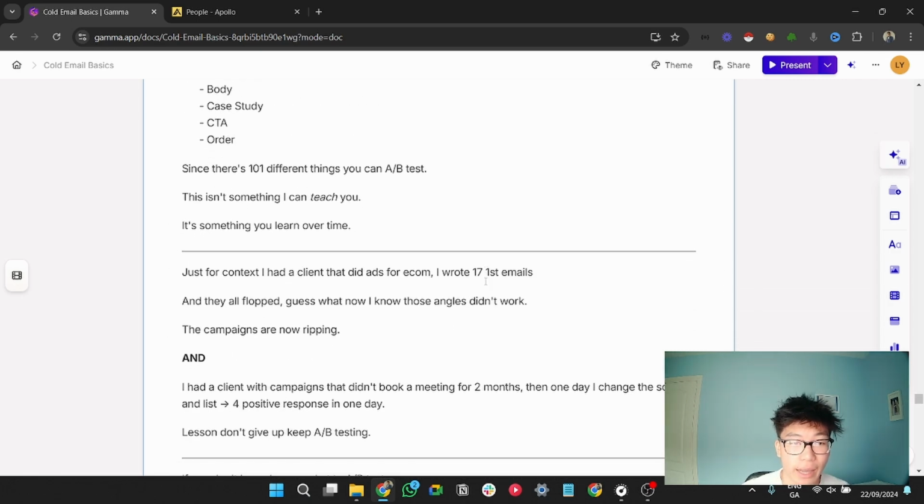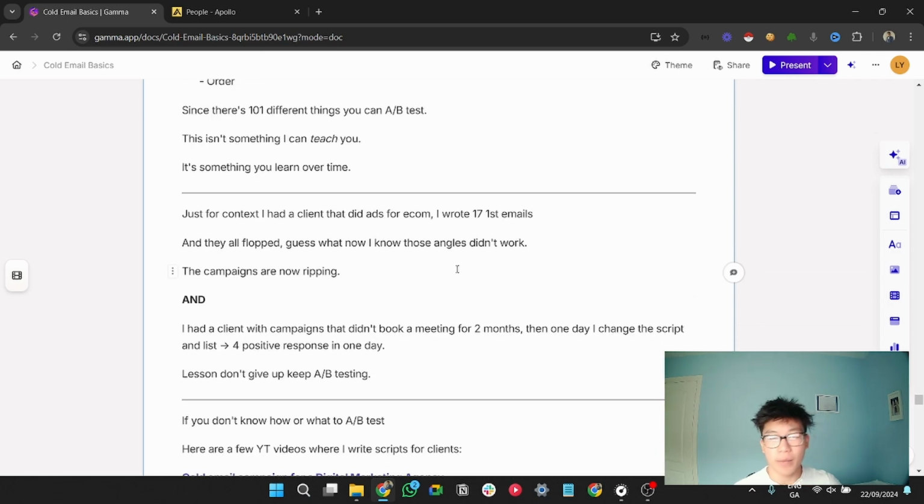Just for context, I had a client that did ads for ecom. I wrote 17 first emails, 17 different angles. This was my first ecom client. I remember I spent so long writing them, and literally every single one of them didn't work. And guess what? I understood those angles didn't work because they didn't care. And the campaigns are now ripping, I'm telling you. Last I checked, it was positive responses every sub 400 emails sent.